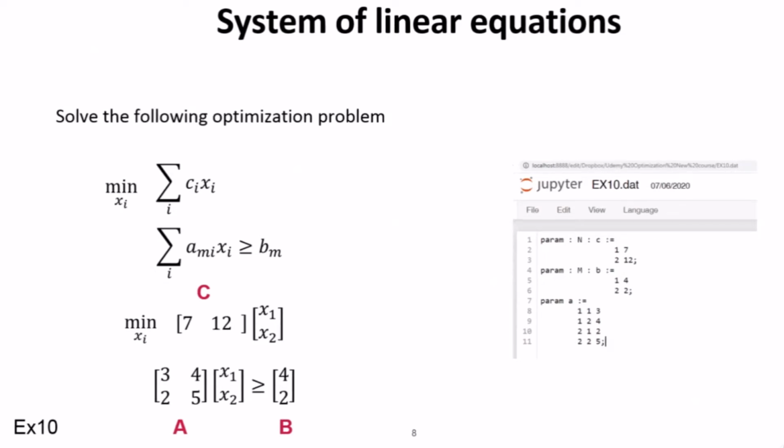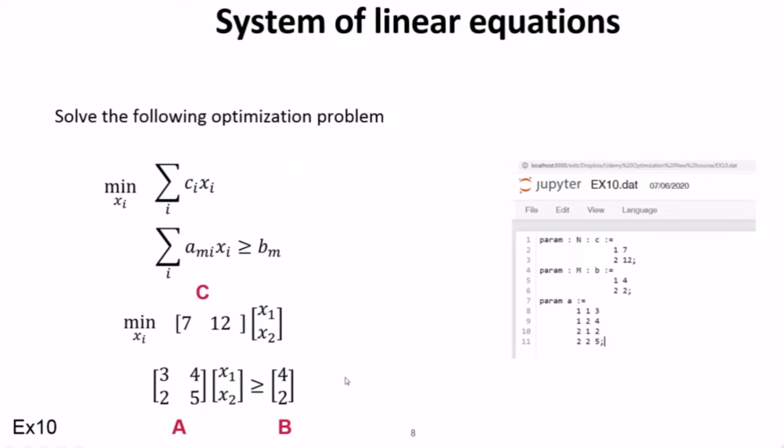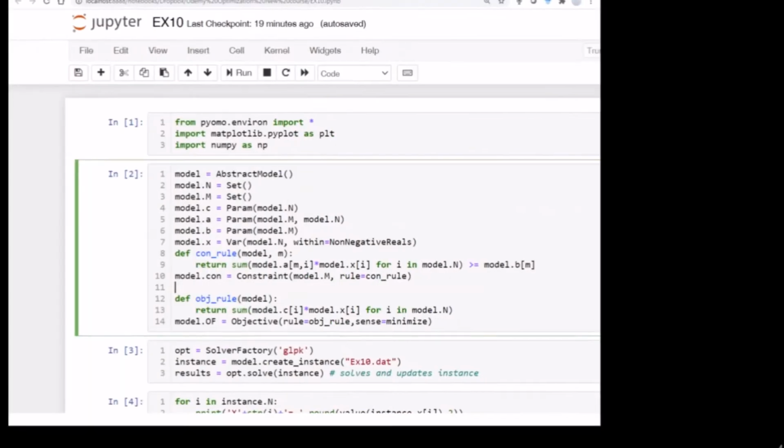Okay, so here you can see that C, since it's defined over 1 and 2, the value is 7 and 12. And the other parameter, b, is defined over set m, 1 and 2. You see here that 4 and 2 are the values. And finally, a is described here. Okay, so let's have a look at the code together. It's here, let me show you.